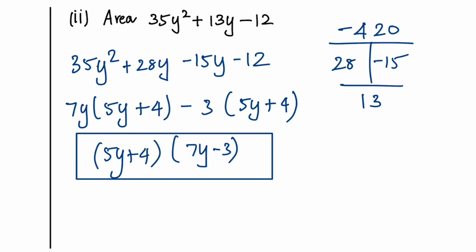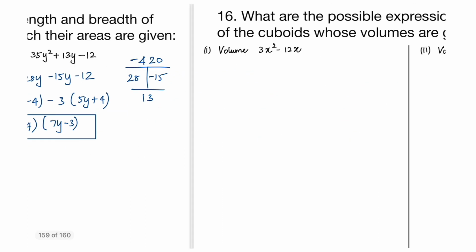Okay, it's all about trial and error. You can just try out different numbers that multiply up to negative 420 and add up to positive 13. The faster you find that number, the faster you can solve this question. Okay, now moving to the next question.